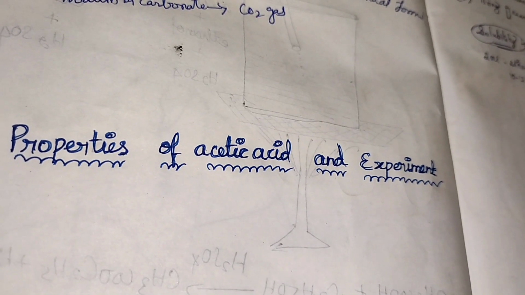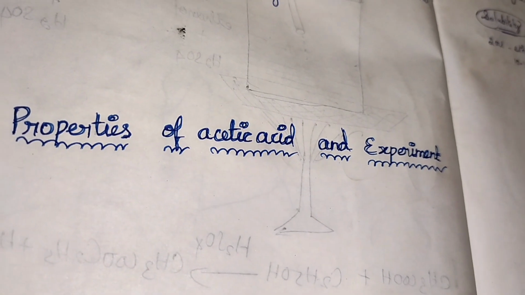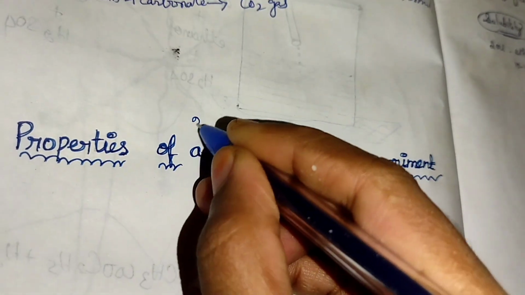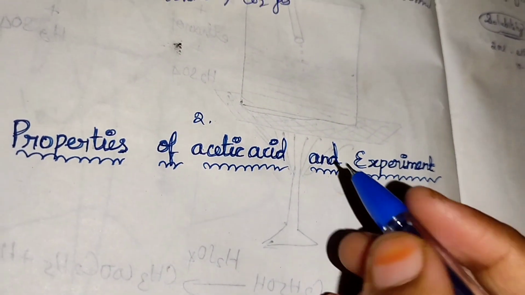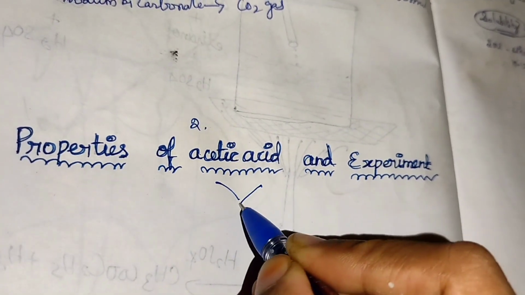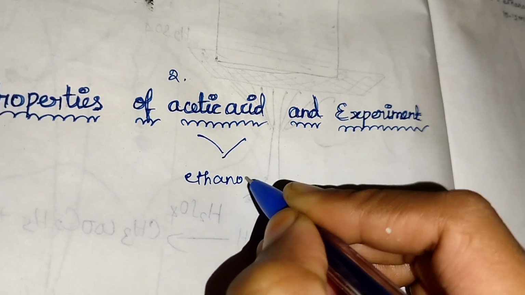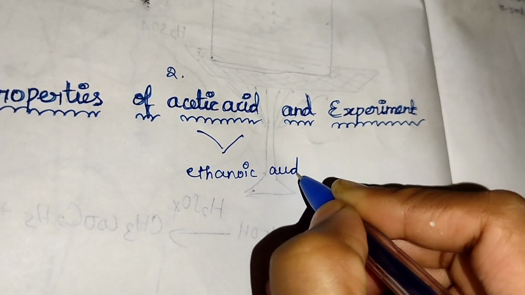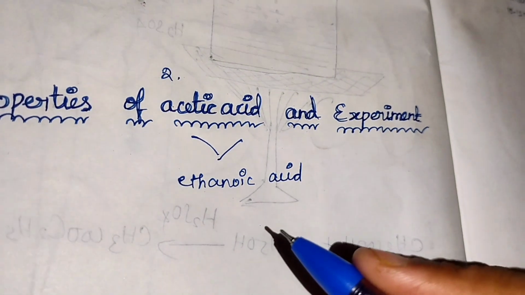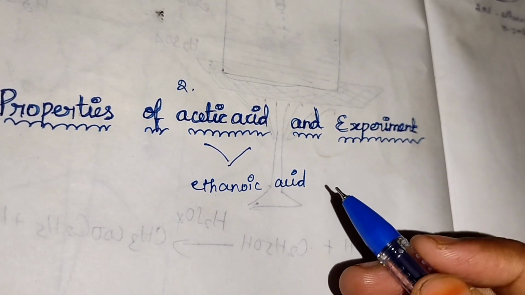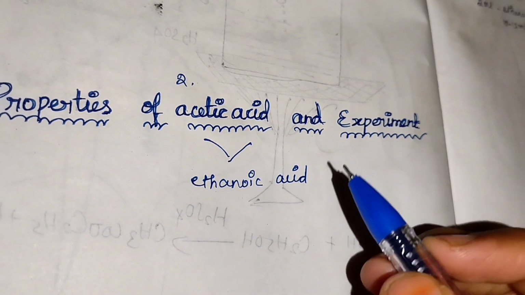Hi guys, today's topic is properties of acetic acid and experiment. This is a chemistry practical, the second one. In this lesson, we are going to see what the properties of acetic acid are. What is another name of acetic acid? Ethanoic acid. We are going to see some of the reactions and how we can identify the acetic acid, and also some experimental methods we will see now.